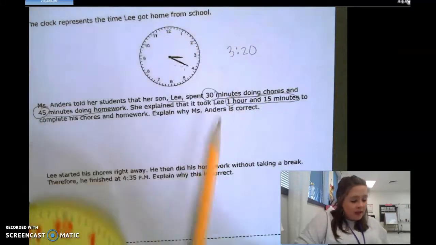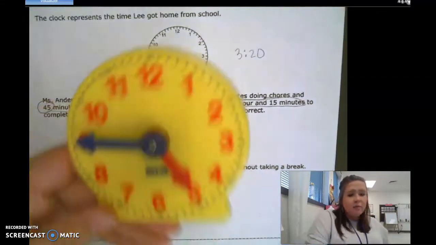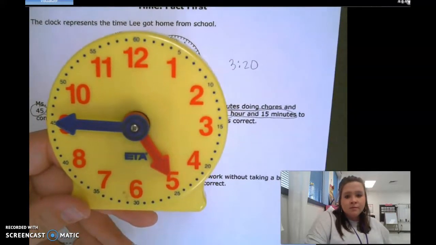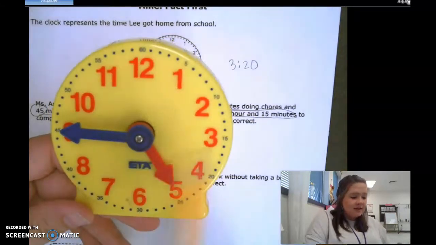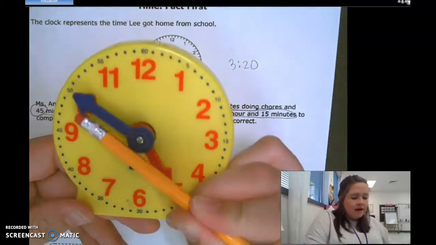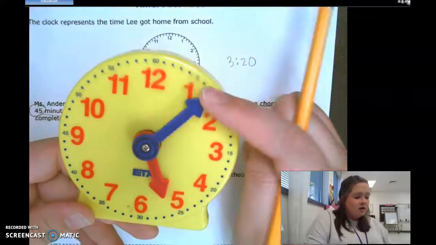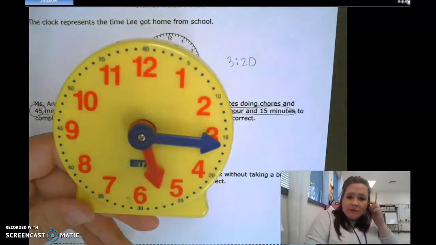Now, if I do 30 minutes that he spent doing chores, what time will I land on? Good. If we do 30 minutes, we're going to land at 5:15. 5, 10, 15, 20, 25, 30, okay? Now, what time did I set my clock at from the very beginning?